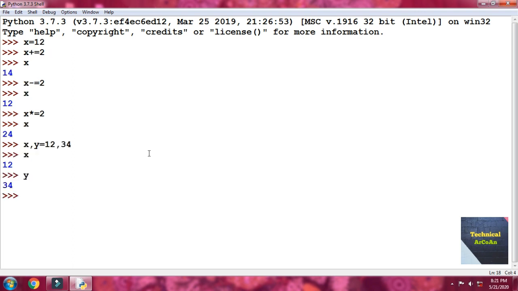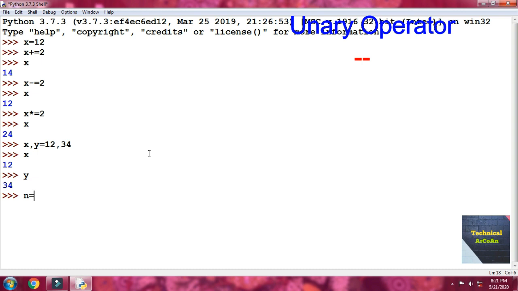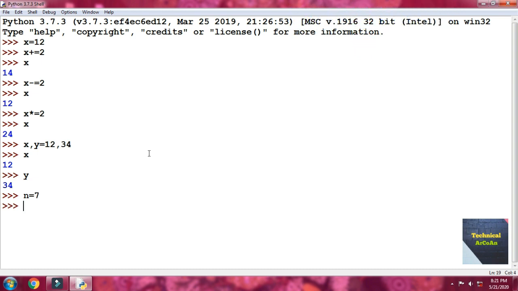The next operator, the third operator, is the unary operator. The unary operator is minus. Suppose I write n equal 7. After that, if we write n, we get 7 here, and if I write minus n, we get minus 7. So minus is also known as the unary operator.